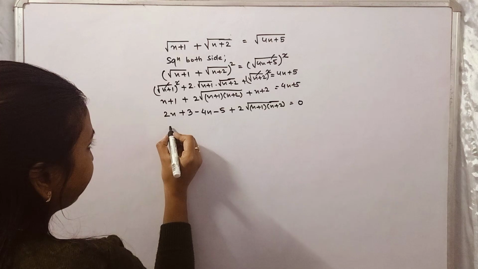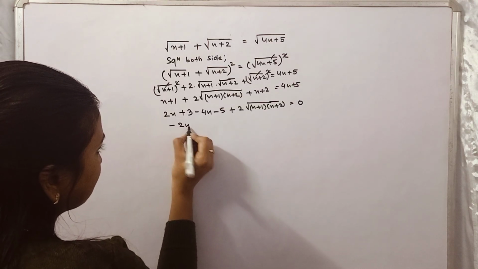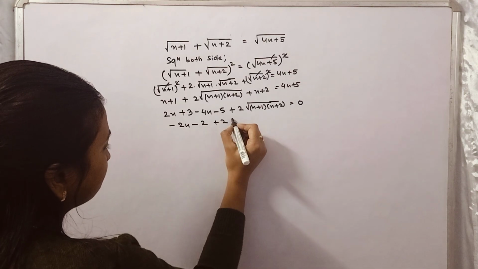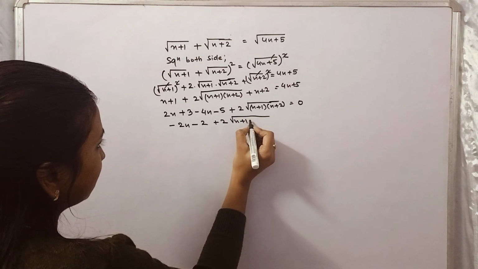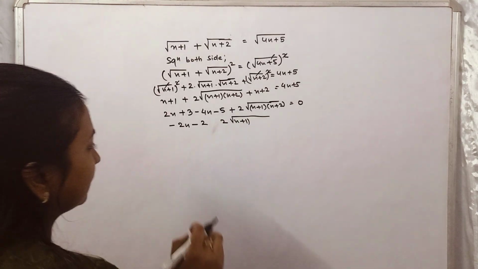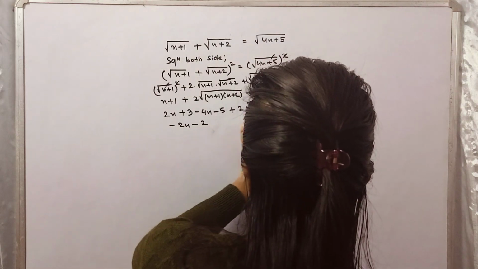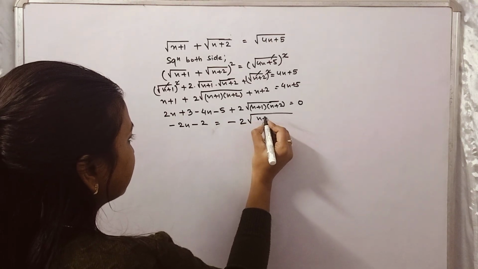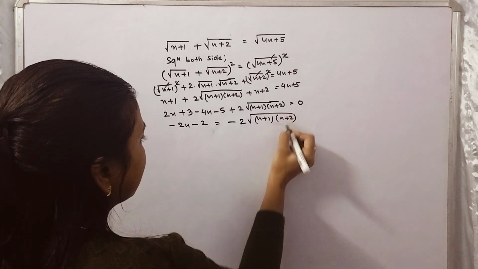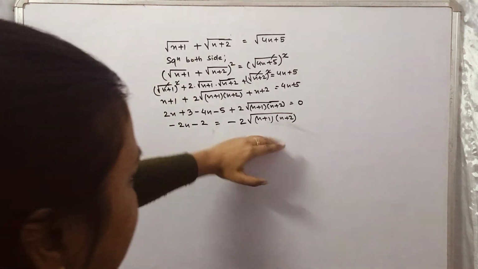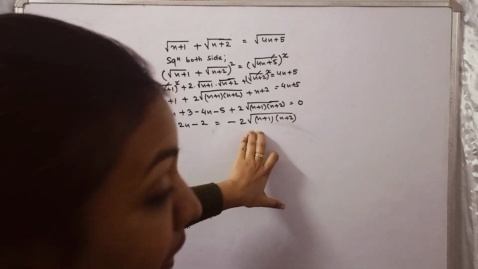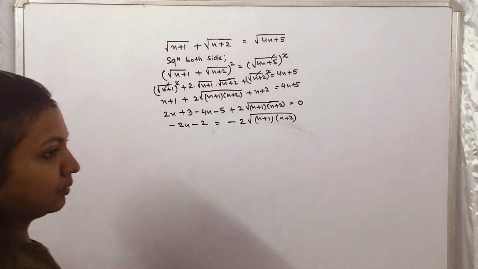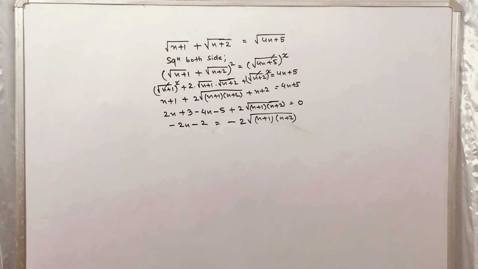Here we have minus 2x. Here we have minus 2. Fine. Now plus 2 root under x plus 1, or let me do one thing. We will take this to the right hand side. So this is minus 2 root under x plus 1 times x plus 2. See, here why I have made it aside, because we have a root here. So it will be easier to remove this root rather than keeping it here and squaring both sides, because that will bring lots more complications.